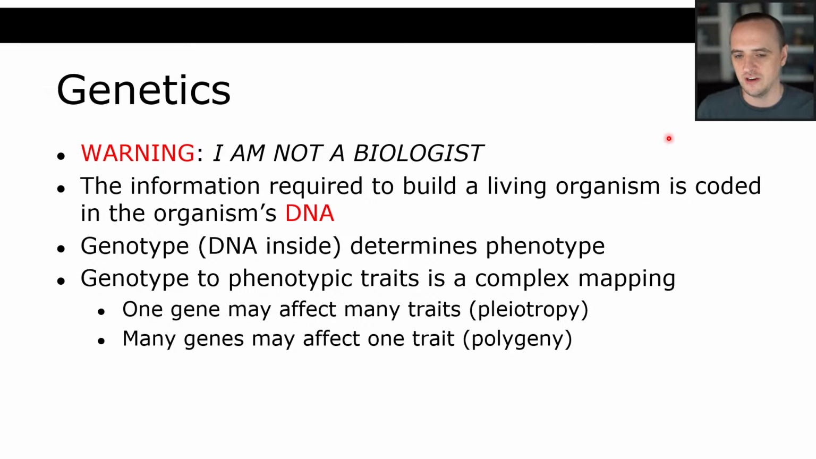Genotype to phenotypic traits is a complex mapping. What that means is biologists have identified some traits in some animals that are directly related to some genes, but other traits are very complex and may be related to multiple genes. So one gene may affect many traits, and many genes may affect one trait. Just like source code is very complex. If I gave you the source code for Windows and I just changed a few numbers, could you tell me what was going to happen? No, it's so complex, and DNA is arguably way more complex than any source code any human has ever written.